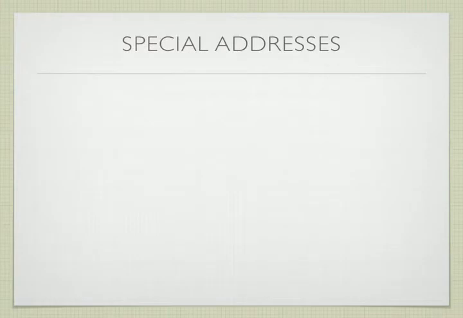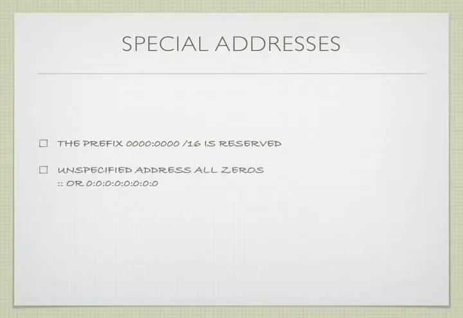There are some special addresses reserved. A prefix of double zeros /16 cannot be used. The unspecified address, all zeros, will not be used, and then loopback, when you're configuring loopbacks, is always going to be ::1, with basically all zeros and one. So if you have an unroutable loopback address.